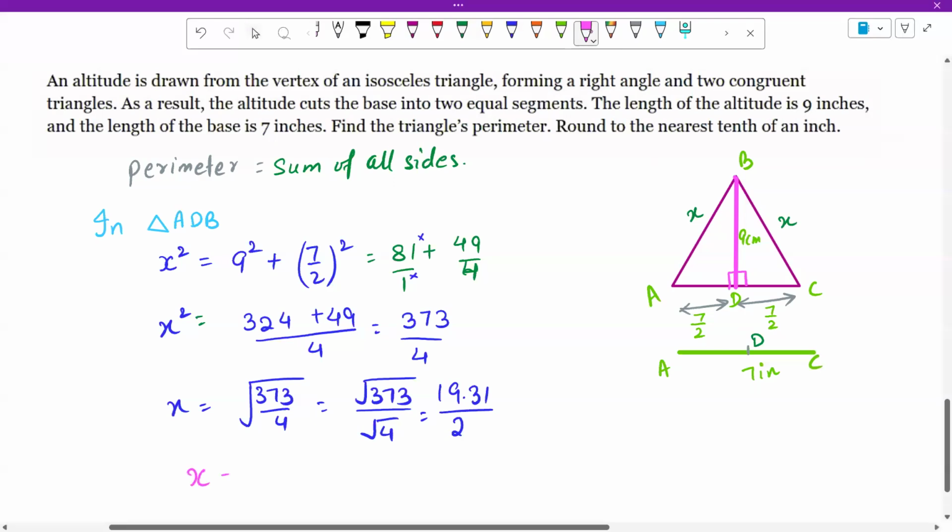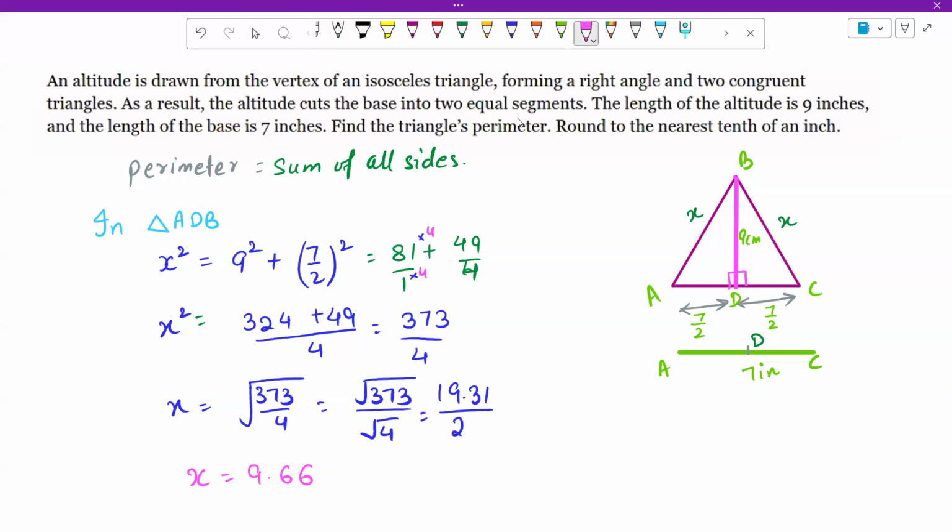So how much do we get as the x value? We get 9.655. Yeah, we can say 9.66, because after that also 6 is coming. So I just rounded it.